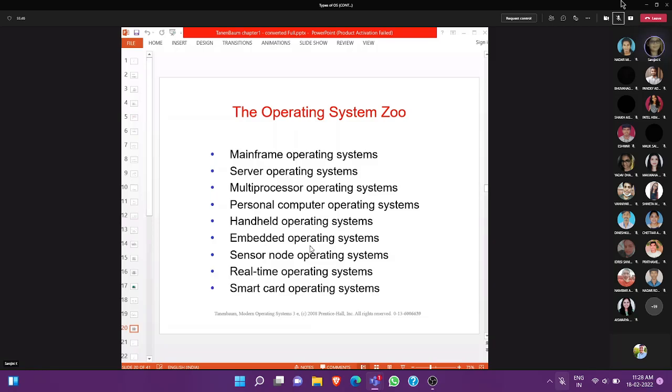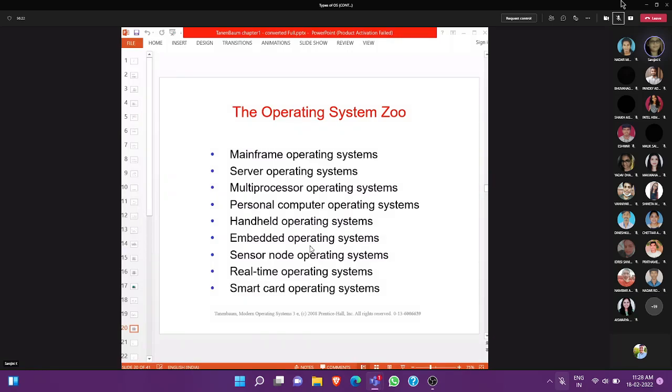Next comes the smart card operating system. Smart card. We are using subscriber's identity cards. Our Aadhaar card is a smart card. Debit card, credit card, DTH card, any subscriber's identity card, e-cash card, loyalty card, authentication card, customer card. So there are many smart cards nowadays. Okay. So what is the smallest OS?